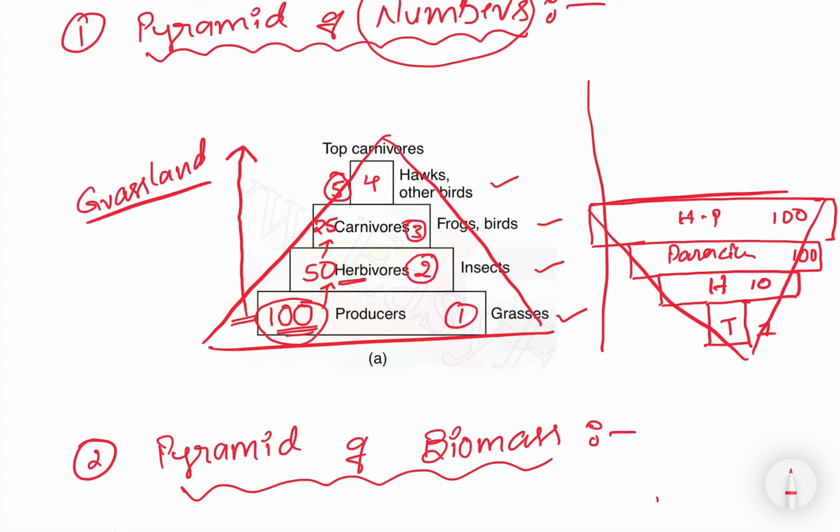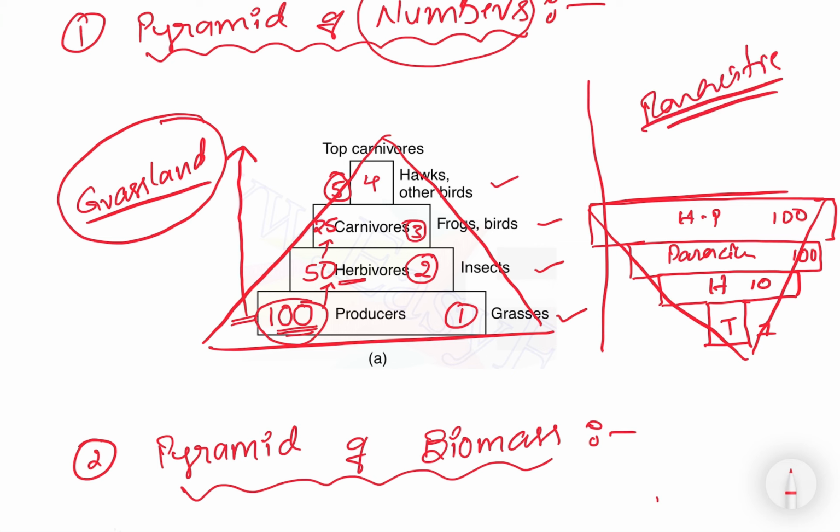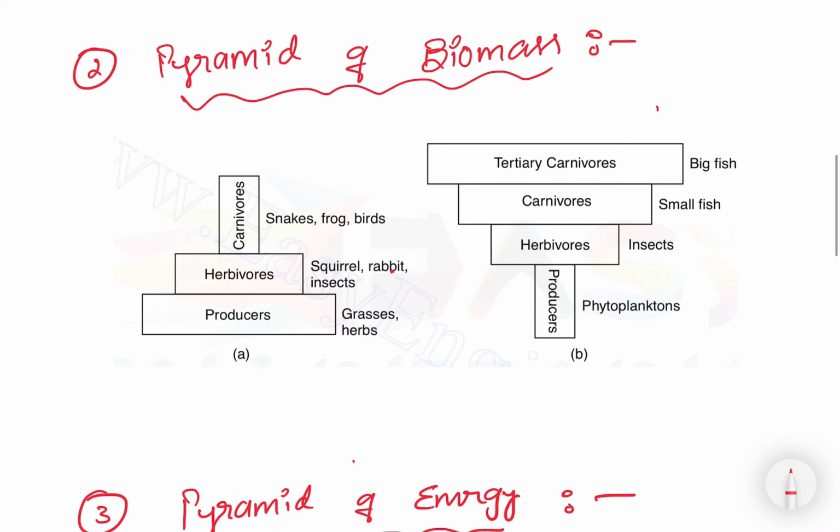So friends, now what you are supposed to understand here is, based on the type of the ecosystem, this is a grassland and this is a parasitic ecosystem. So based on the type of the ecosystem, the shape of the pyramid is going to change when we talk about pyramid of numbers. Let us move to the second type of pyramid, pyramid of biomass.